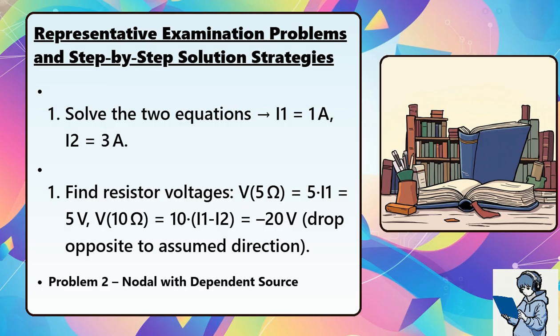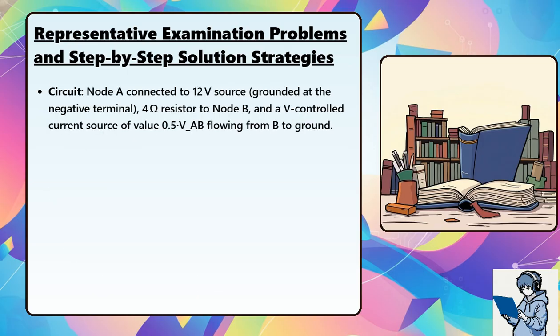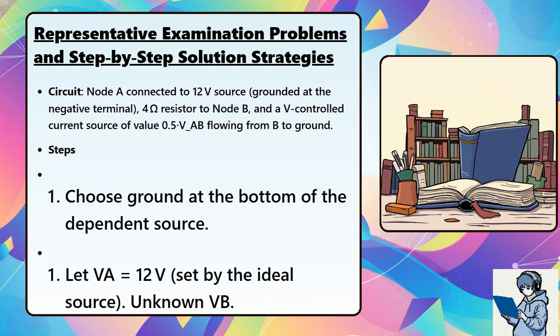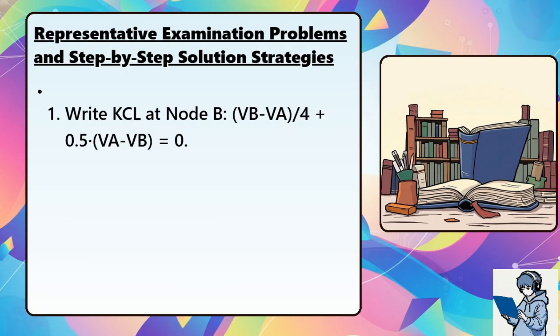Problem 2. Nodal with dependent source. Circuit: node A connected to 12-volt source, grounded at the negative terminal, 4 ohms resistor to node B, and a V-controlled current source of value 0.5 times V sub AB flowing from B to ground. Steps. Step 1. Choose ground at the bottom of the dependent source. Step 2. Let VA equal 12 volts set by the ideal source, unknown VB. Step 3. Write KCL at node B.